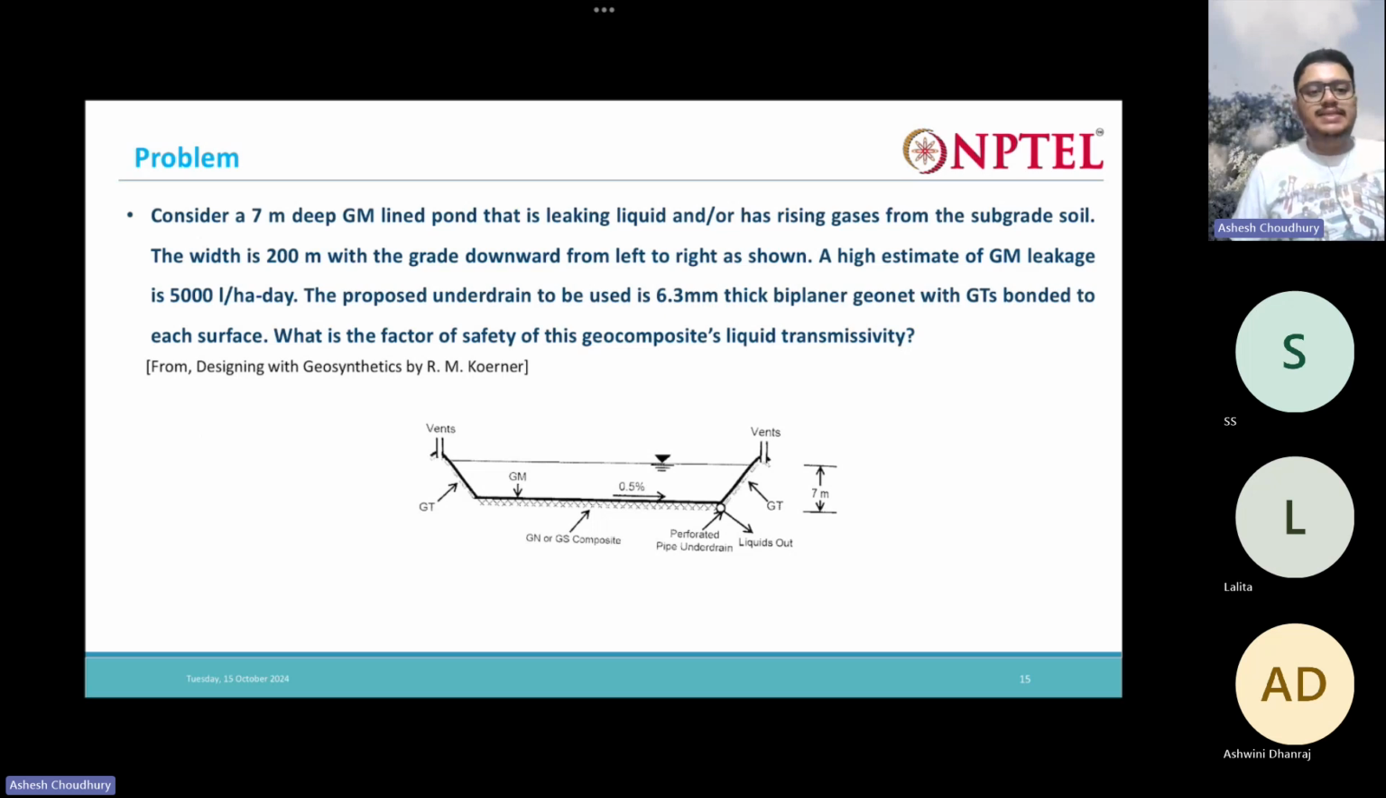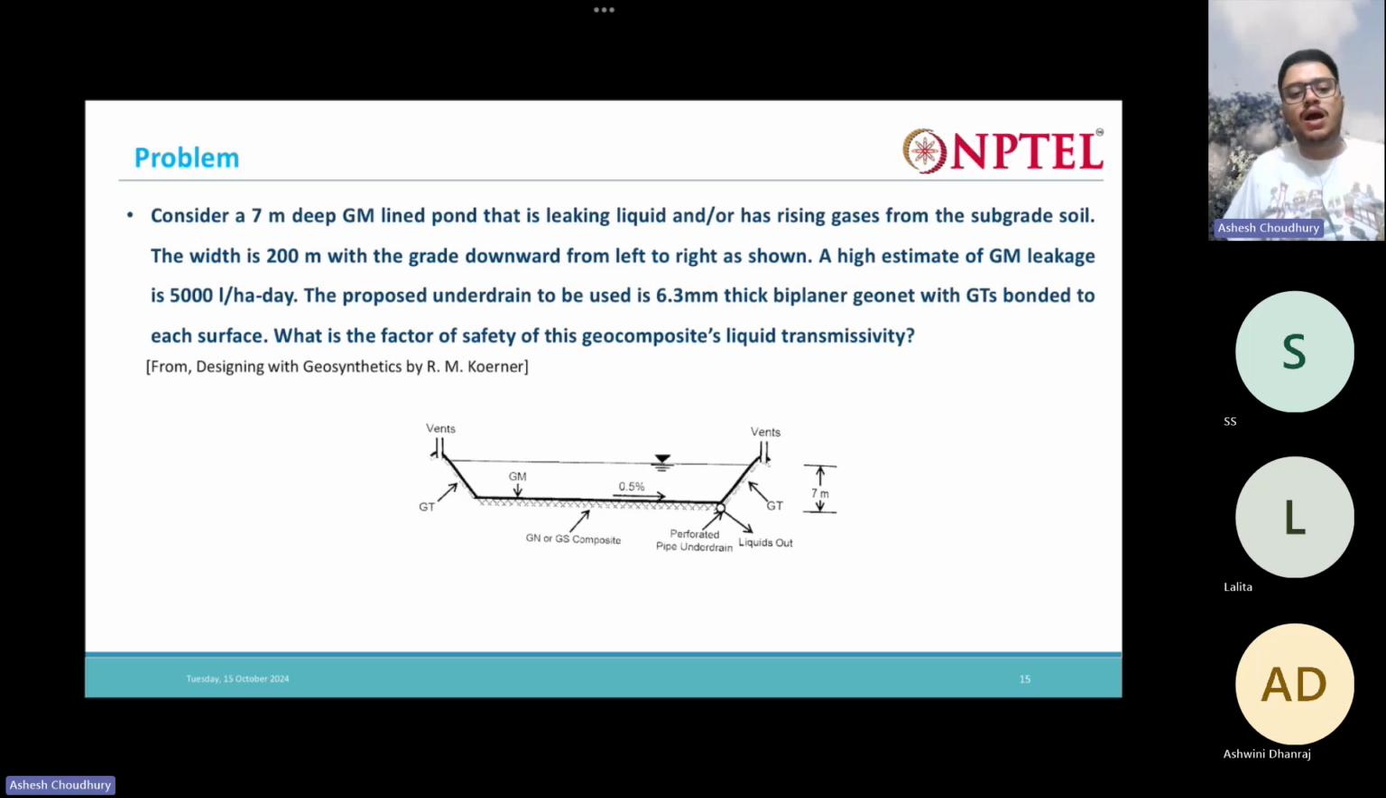Consider a 7-meter geomembrane lined pond that is leaking liquid and/or has rising gases from the subgrade soil. So we have both these things. A geomembrane lined pond is there, and some amount of that pond is leaking some liquid below, and also some gases are being released.